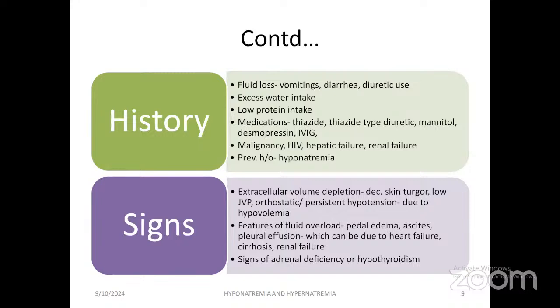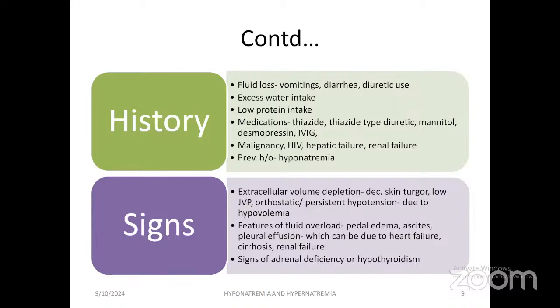Coming to history, we'll have to look into fluid losses, like vomiting, diarrhea, and diuretic use. We have to look into the history of excess water intake, low protein intake, and use of any medications like thiazide-type diuretics, mannitol, desmopressin, and IVIG. We'll also have to take history of malignancy, HIV, hepatic failure, and renal failure, and any previous history of hyponatremia.